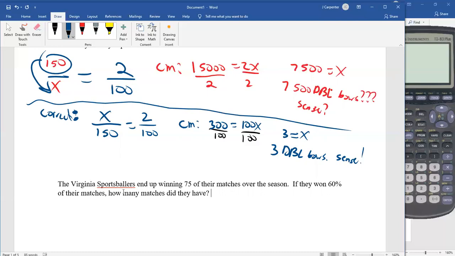So clearly this is our tennis skitball team. They won 75 games and they won 60% of their games. How many matches did they have though? So you've got to say, all right, we got our 60%, that's obvious where that should go, but the 75, is that the part or is it the whole? Where does it go in that fraction?